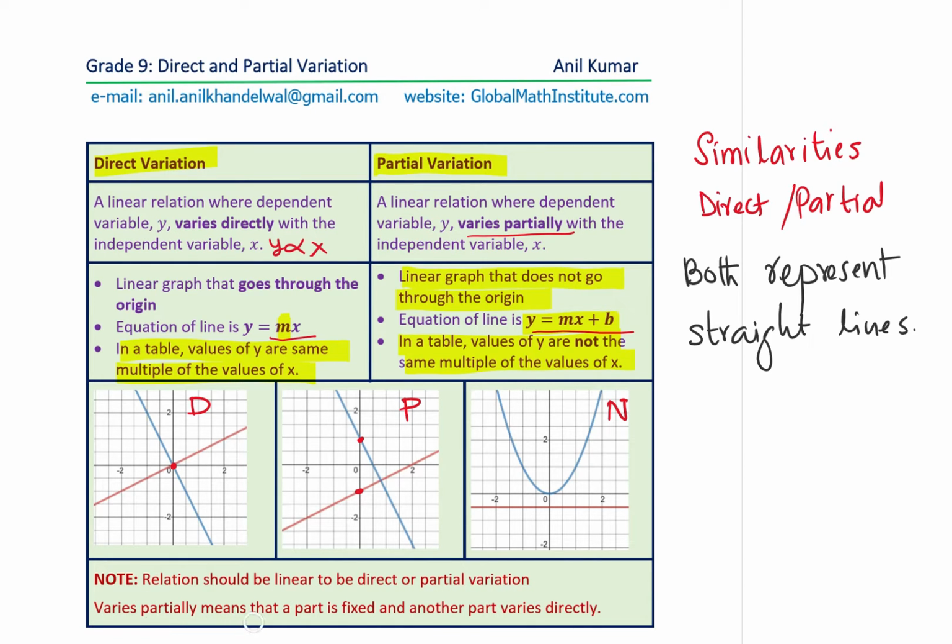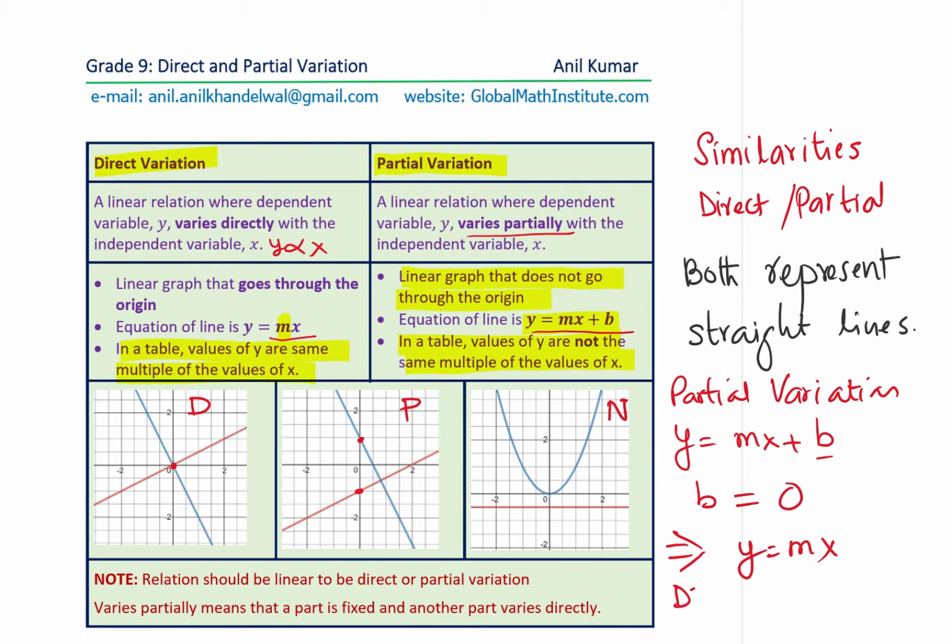Varies partially means that a part is fixed and another part varies directly. Correct? So we have a fixed part which is the b in it and the direct variable part which is mx. So that tells you that y equals mx plus b, that is partial variation, since there is a part which does not vary, which is a constant. But if b is equal to 0, then what do we get? Then we get y equals mx, and this is direct variation. Perfect. So that is how they are related.